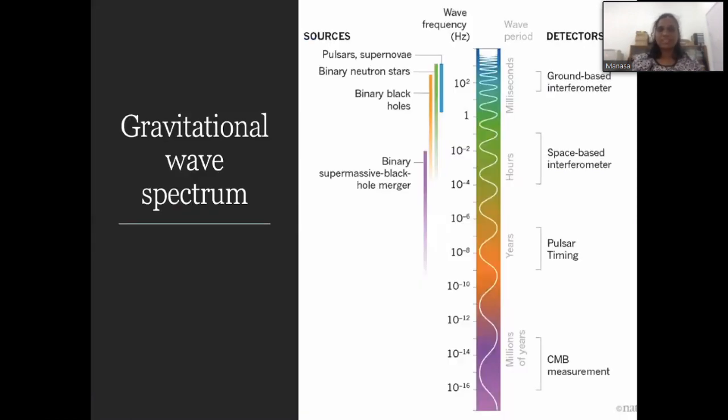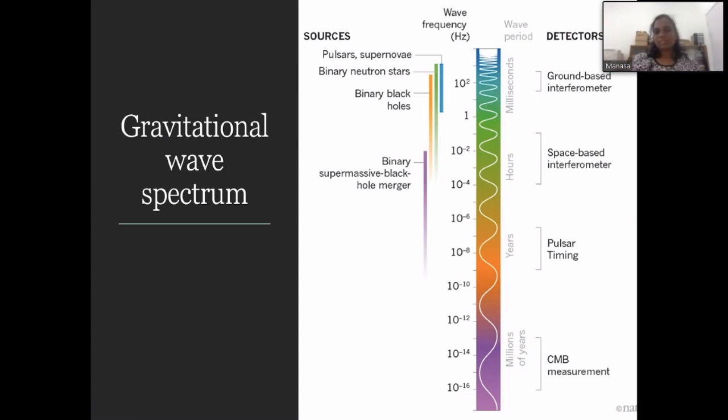So gravitational waves, like the electromagnetic spectrum, also can be put into a spectrum depending on the frequency of the wave. And the frequency chart that you see here maps the frequency to the different sources that emit gravitational waves. And as you can see, for a particular frequency of the gravitational wave, we have a certain type of detector that helps us detect these gravitational waves. For example, the sources that we are looking at using ground-based interferometers are in the range of a few hertz to hundreds of hertz, with timescales of milliseconds. And the events are binary neutron stars and binary black holes.